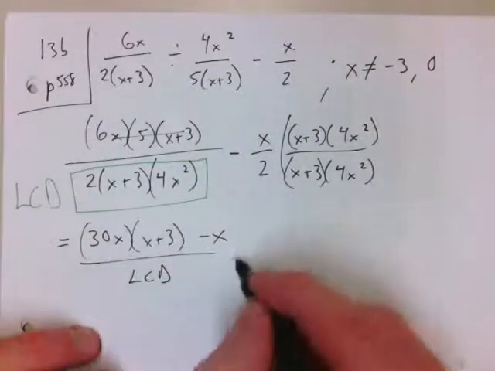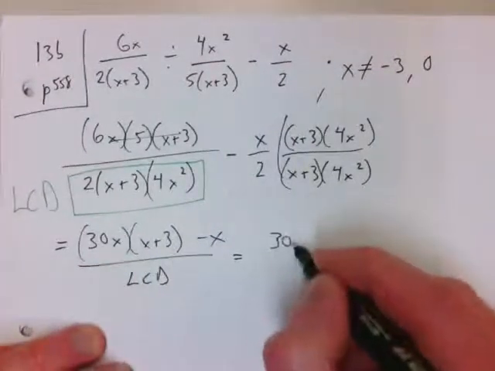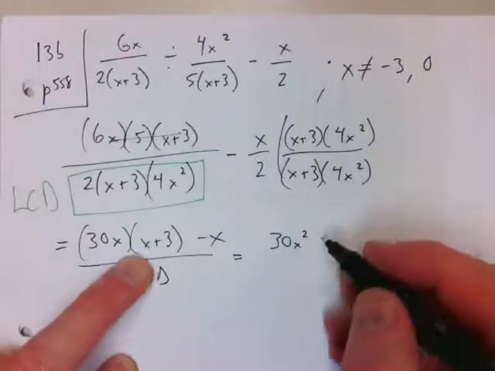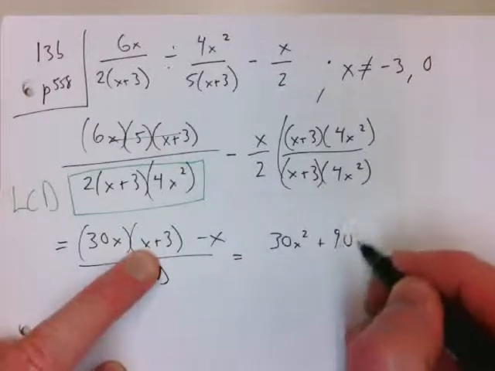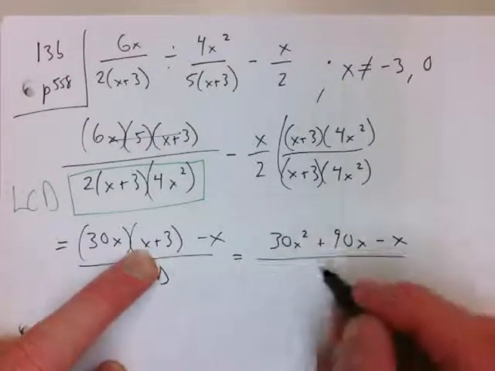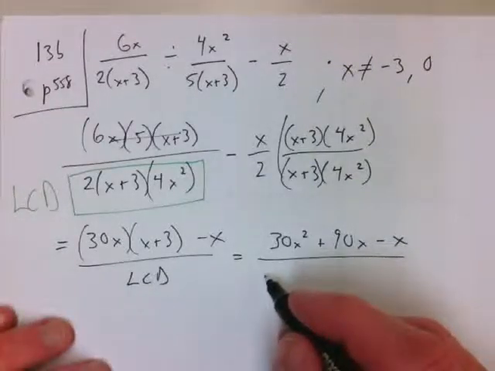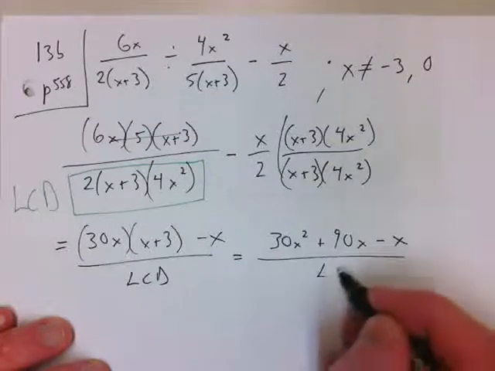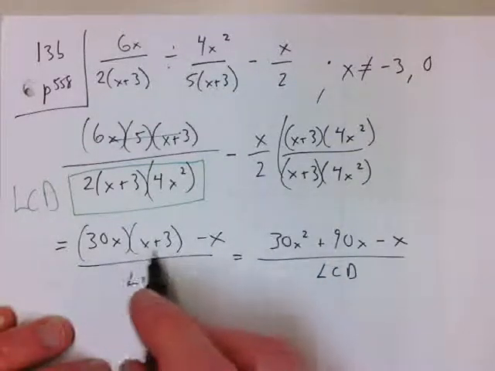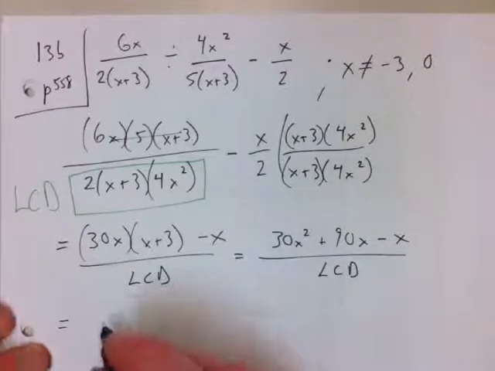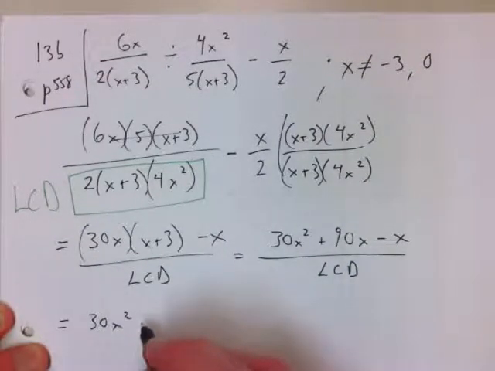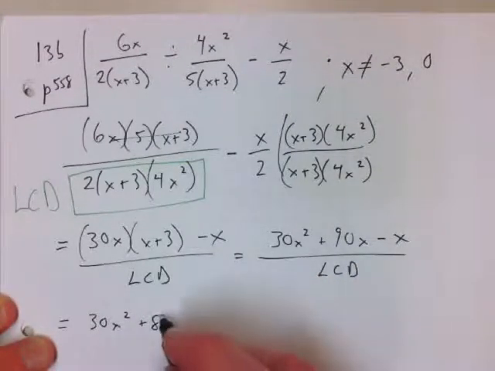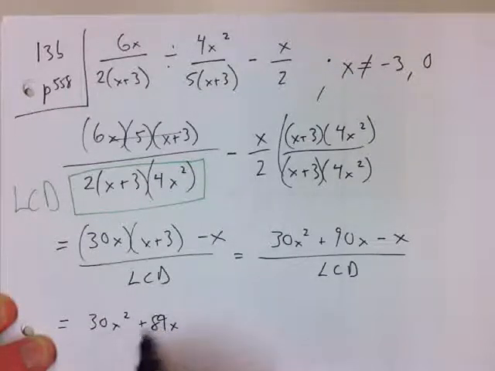So now I'm going to do a little bit more work here. 30x times x is 30x squared. Then 30x times 3 is 90x minus x. Oh, I thought this was going to take longer. We should factor this though. Oh, wait a minute. Yeah, I got to combine like terms yet. 30x squared plus 89x. Man, they make it hard, eh? They don't want you to be able to factor this at all.